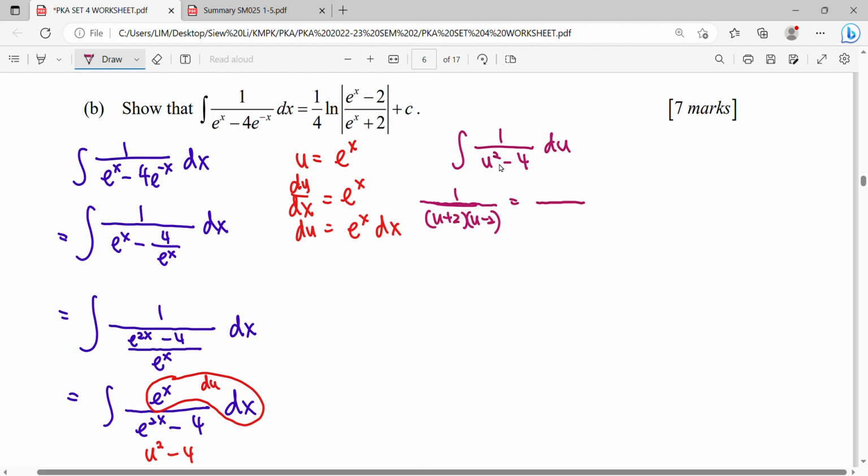So we will split according to the factors. Step one, check whether it's proper. It is proper. Step two, look at the denominator here. Is it factorized? It must be factorized first, because we split according to the factors: u plus 2 and u minus 2. When you have split into smaller fractions like this, this is what we call partial fraction. So what do we put when we have linear? Up here, constant A. When you have linear, up here, constant B.